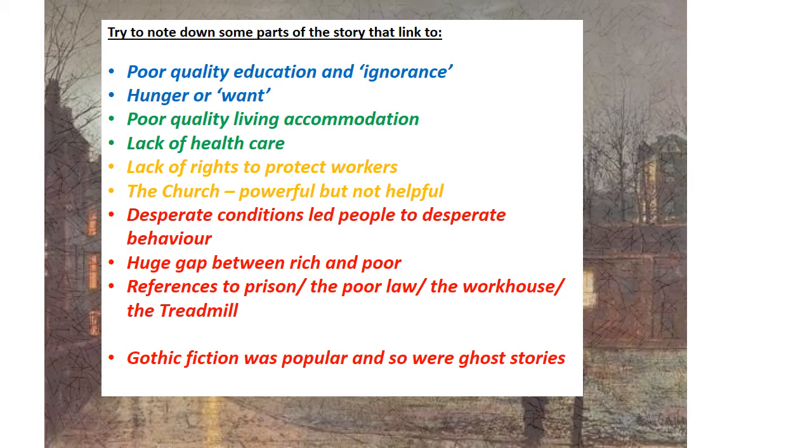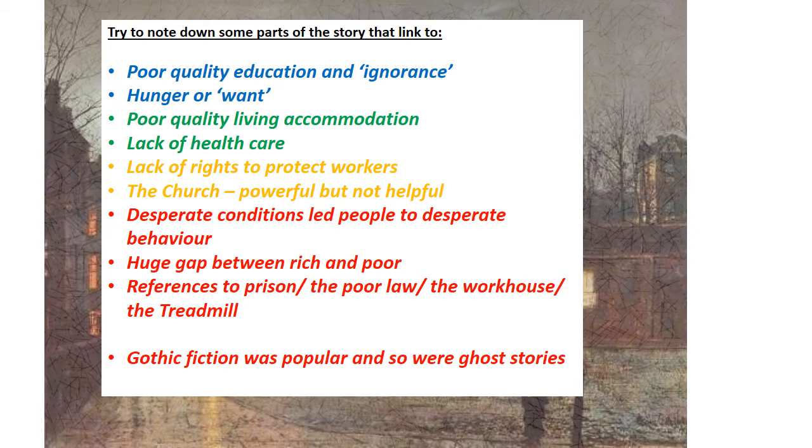But I want you thinking about some of these other things, and you need to think about events in the novel that would link. So poor quality education, you might think about Scrooge's time at school. Hunger and want, you just need to think of characters who are hungry in the story, and you're going to end up writing about the Cratchits, I'm sure. Same with the poor quality living accommodation. There's a line in the story about the 4 rooms that the Cratchits live in. You can think about the lack of healthcare and the fact that Tiny Tim is not going to get better. There is no help for him.